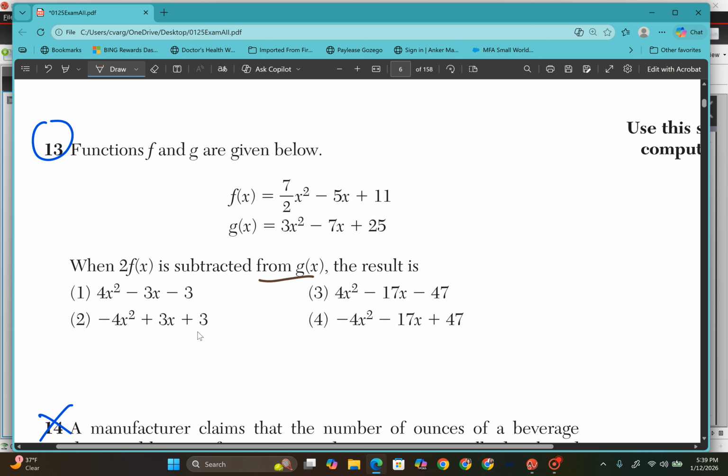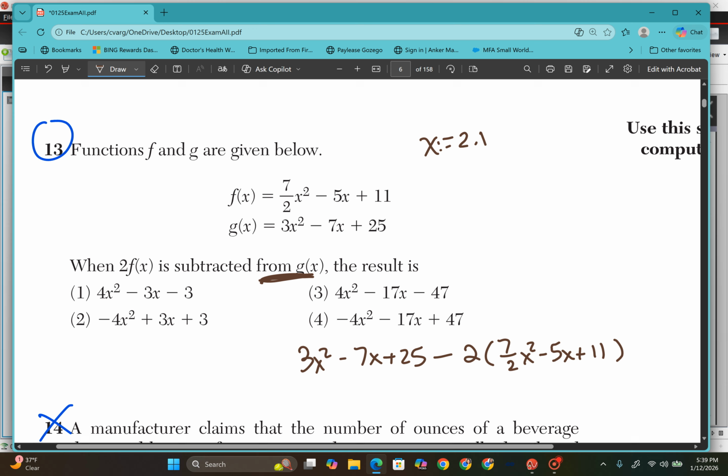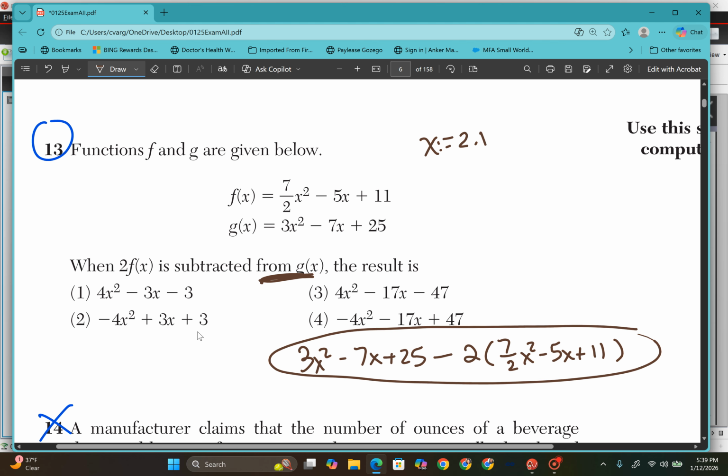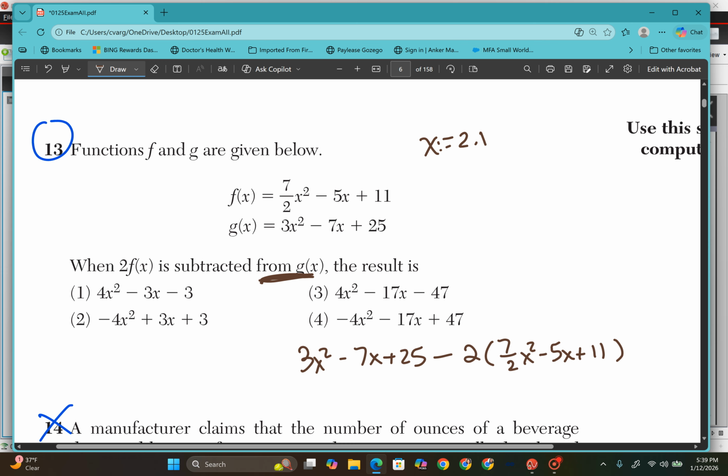Okay. Now, this says if 2 of f of x is subtracted from g of x. From is always first. So you're doing 3x squared minus 7x plus 25 minus 2 times f of x. So f of x is 7 over 2 x squared minus 5x plus 11. You could do the store button here. Like you could say x is again equal to 2.1. You can plug this whole thing in, hit enter and see which one matches. But because this is algebra 2, why don't I just do some algebra 2 and stop being lazy? Okay, so let's do it.